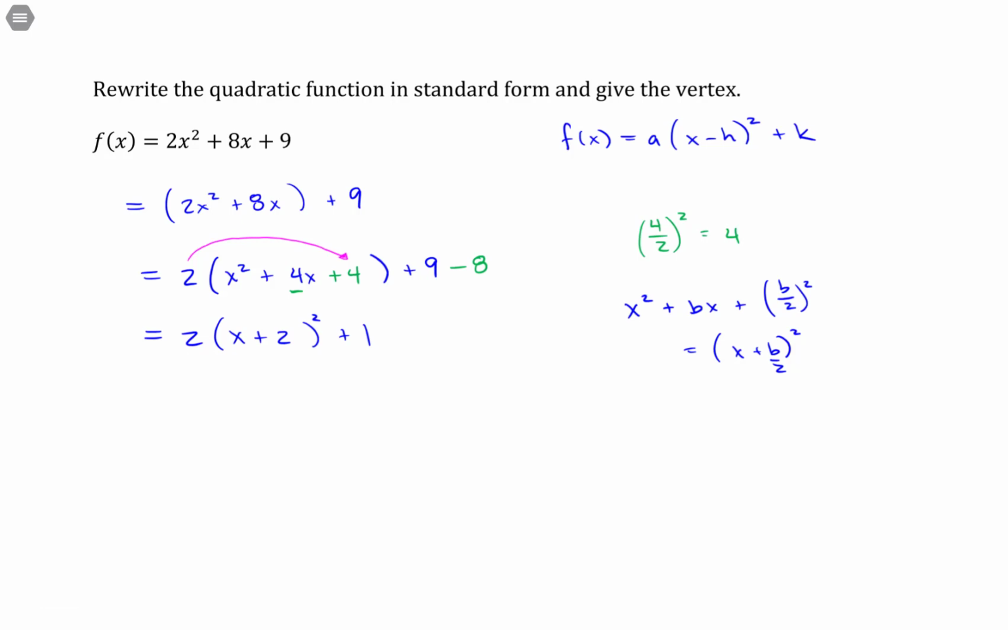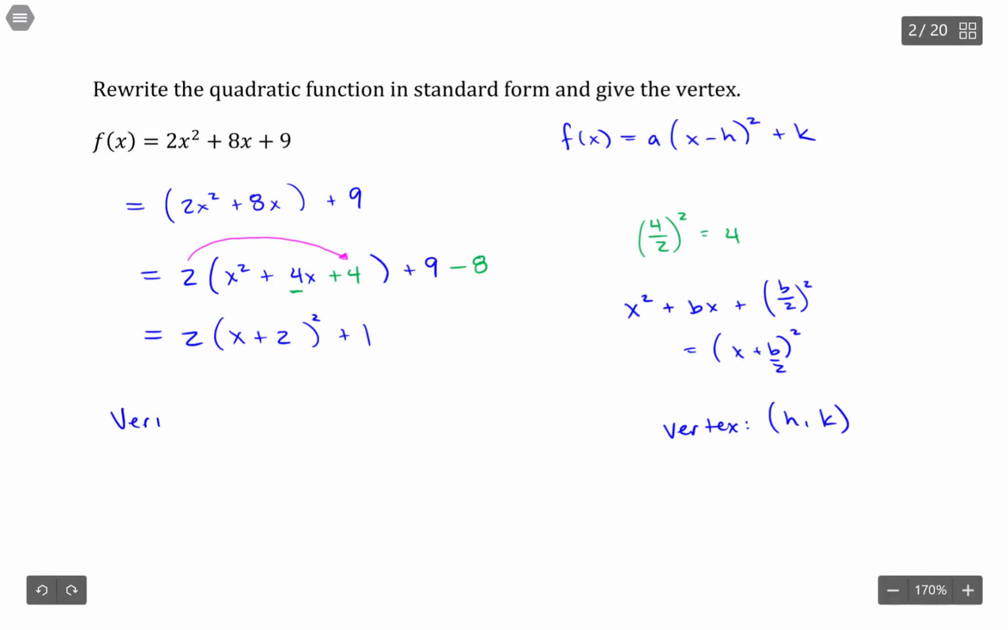So my vertex now, the vertex I get just from the coordinates h and k. So the only thing you have to be careful of is the h has a negative in front of it. So from the original problem, you have to make sure you take the opposite of that value. So this would be -2, 1 is the location of this vertex.